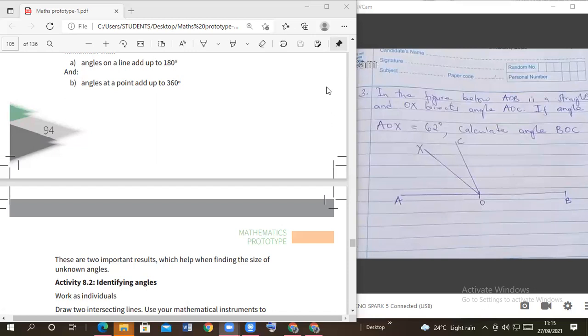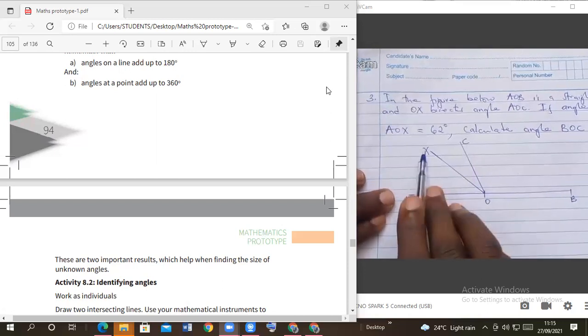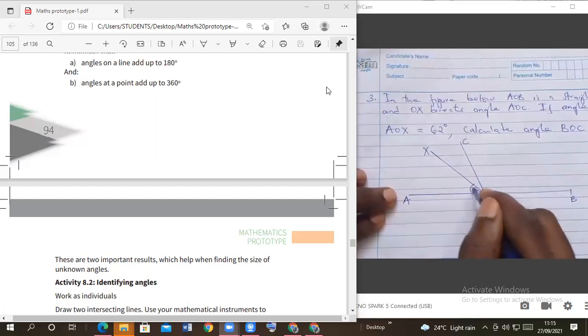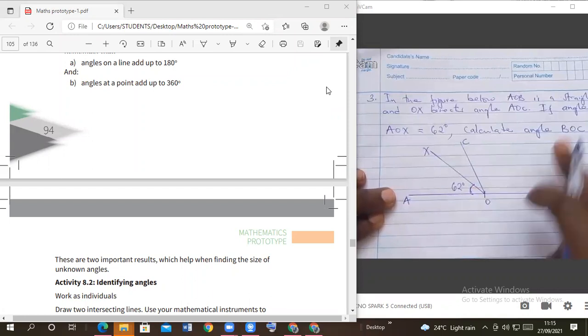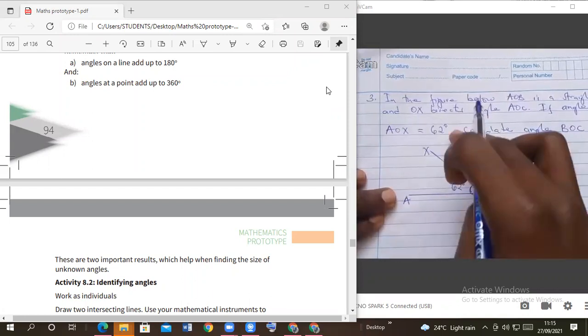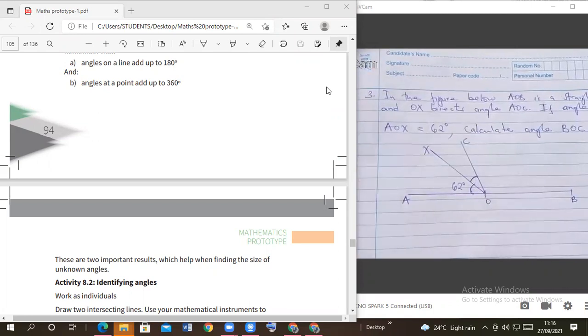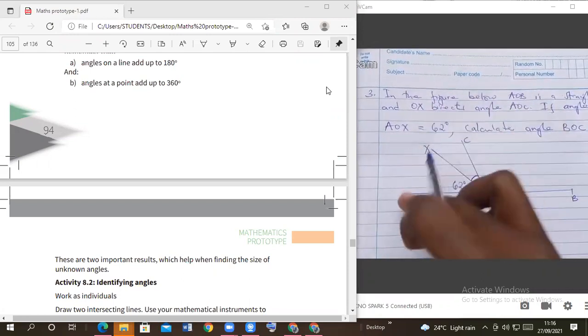Yes. Now, they've said angle AOX. They've given us this angle. AOX was given to be what? 62 degrees. But they've said OX bisects angle AOC. What does it mean? Which means what is this angle, members? What is that angle? Because this line bisects angle AOC.